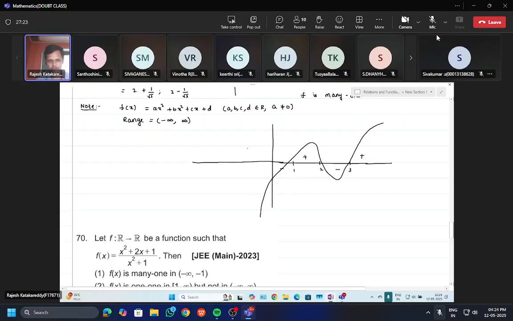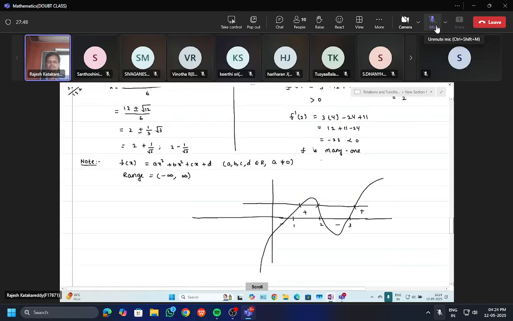Now using the horizontal line test, if I draw a horizontal line here, it should intersect at either 1 point or 0 points, right? Now I can see there are 1, 2, 3 points of intersection. It says for 3 distinct elements, we have only one image. Therefore, the given function cannot be a one-one function. It is a many-one function.